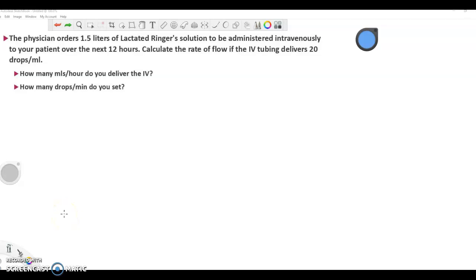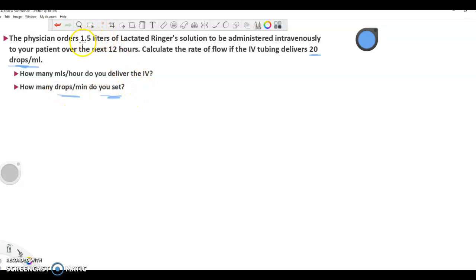Right, the physician here orders 1.5 litres of this solution to be administered through the veins to your patient over the next 12 hours. Calculate the rate of flow if the IV tubing delivers 20 drops per mil. How many mils per hour do you deliver the IV? And then the next question, how many drops per minute do you set?